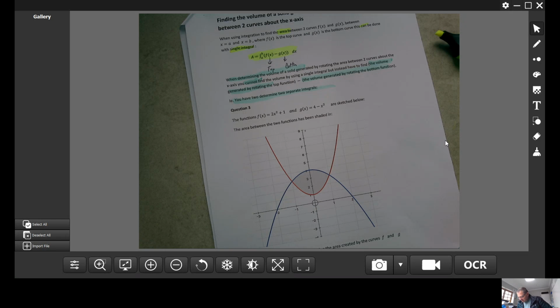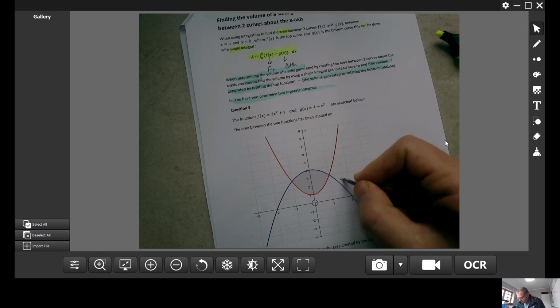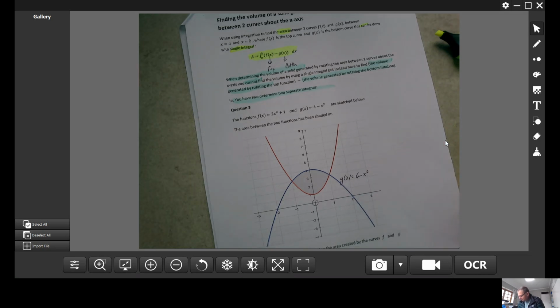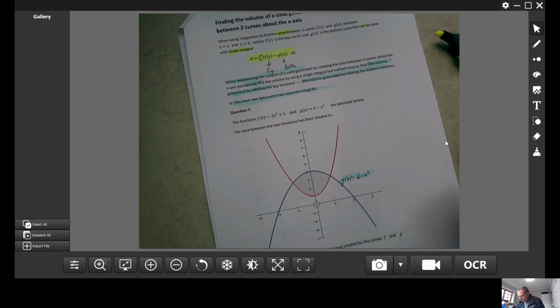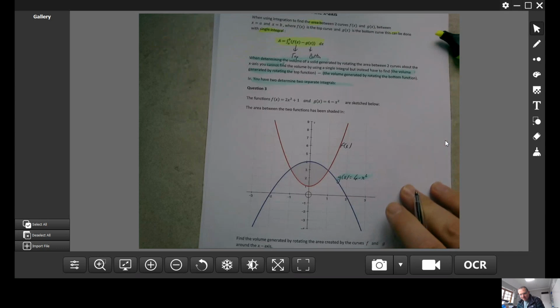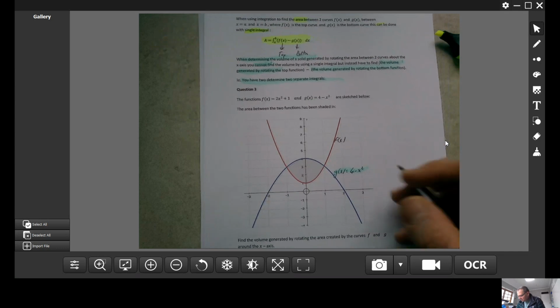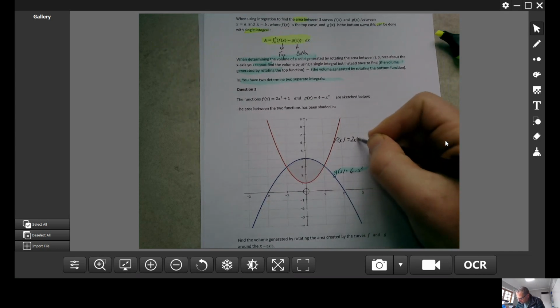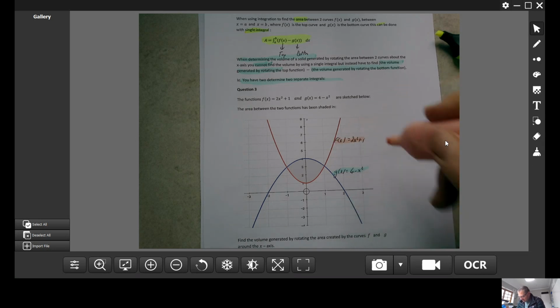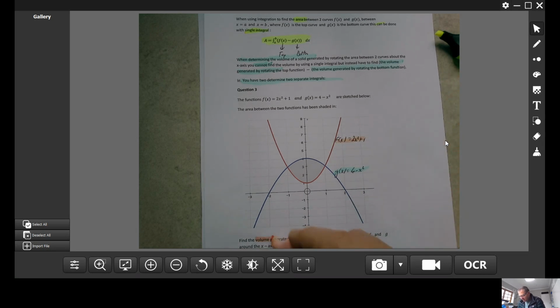Okay. So it says you've got a function here. Just be careful, don't use the wrong one. The top, g of x is equal to 4 minus x squared, is this blue one over here. And the red one is f of x is equal to 2x squared plus 1. And the first question says, find the volume, not area, generated by rotating the area of the curves between f and g around the x-axis.